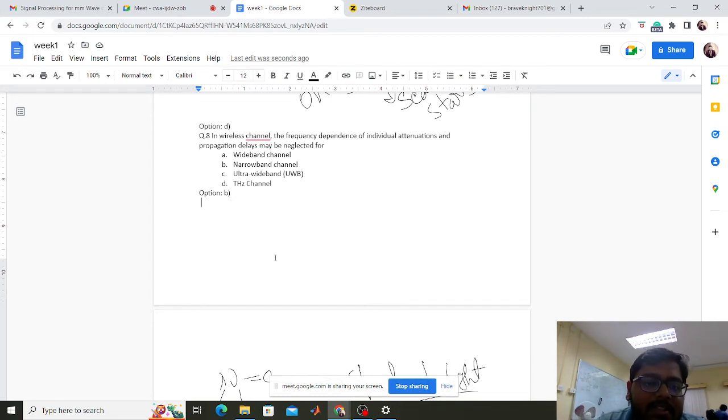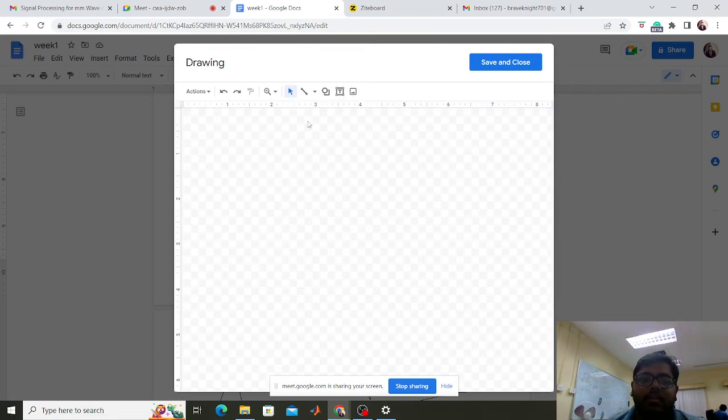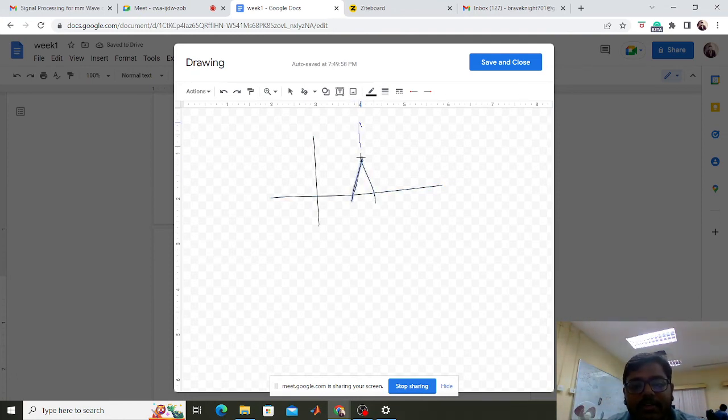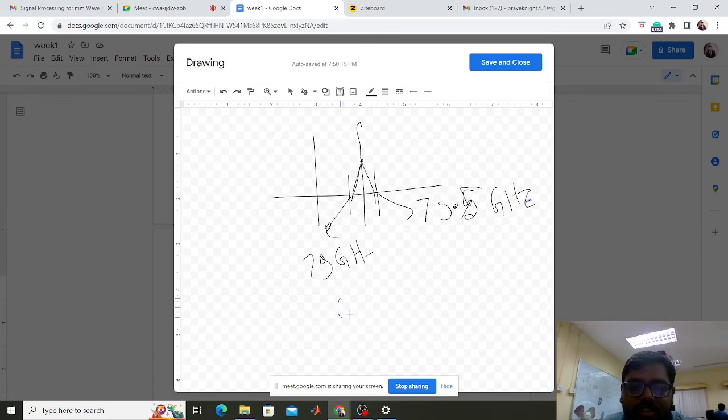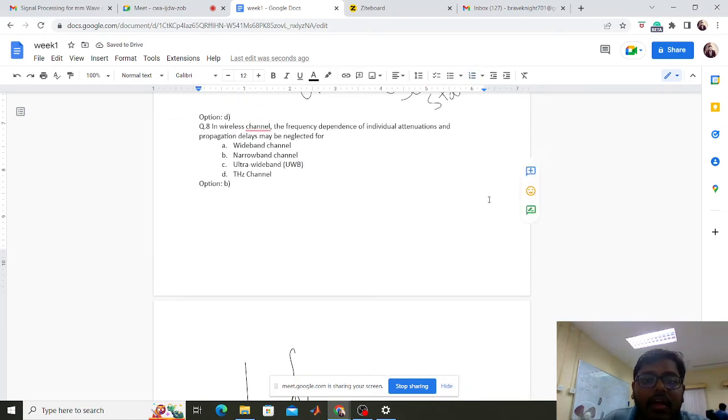But if it is a narrowband channel, what happens? Narrowband channel means this will be very narrow with respect to the center frequency. Like if this frequency is 79 gigahertz, this will be 79.5 gigahertz. So this 0.5 gigahertz band is very narrow, and gain will be almost independent of the frequency factor in the small range, because it is a very small region. That is the reason in the narrowband model, the individual attenuation will not come into the factor for the narrowband channel model. Is it clear right now?